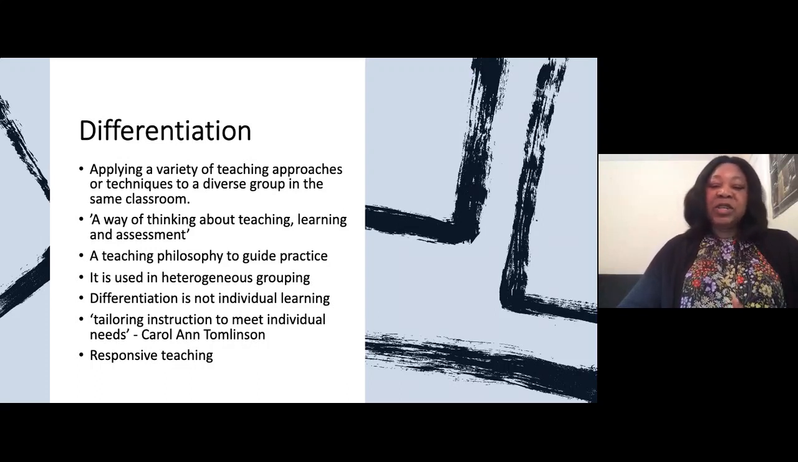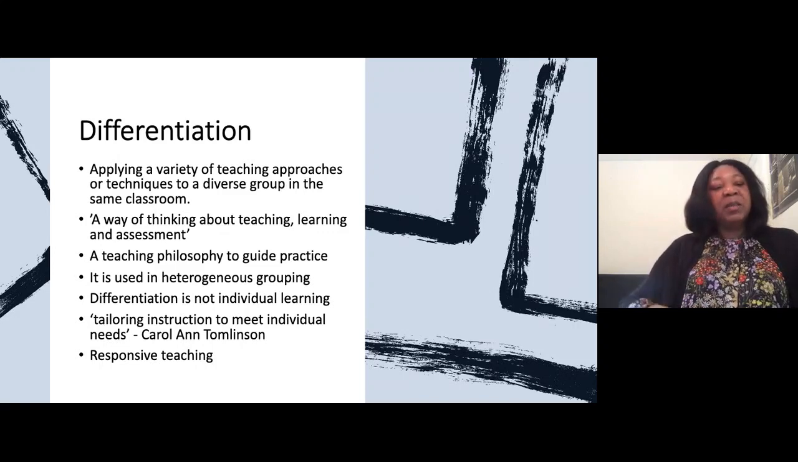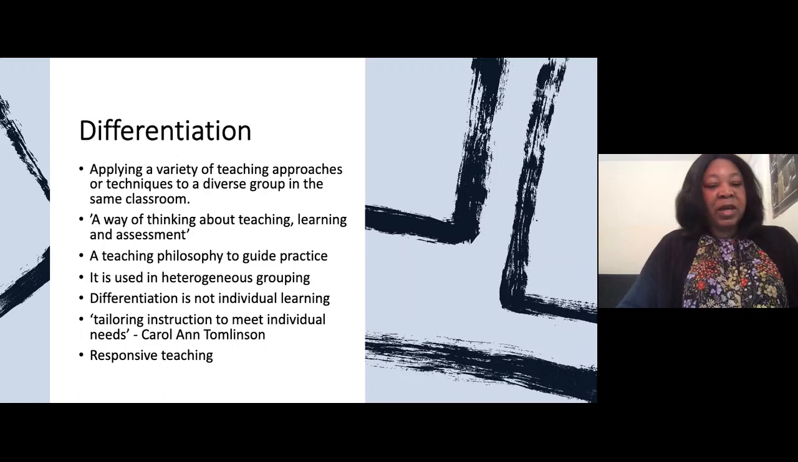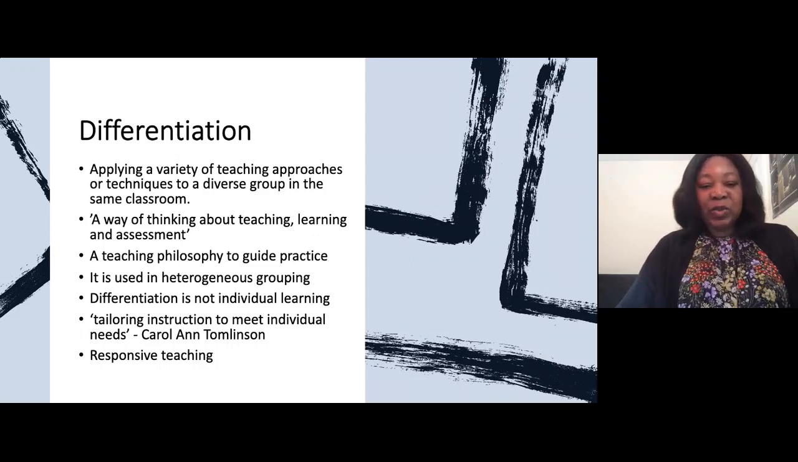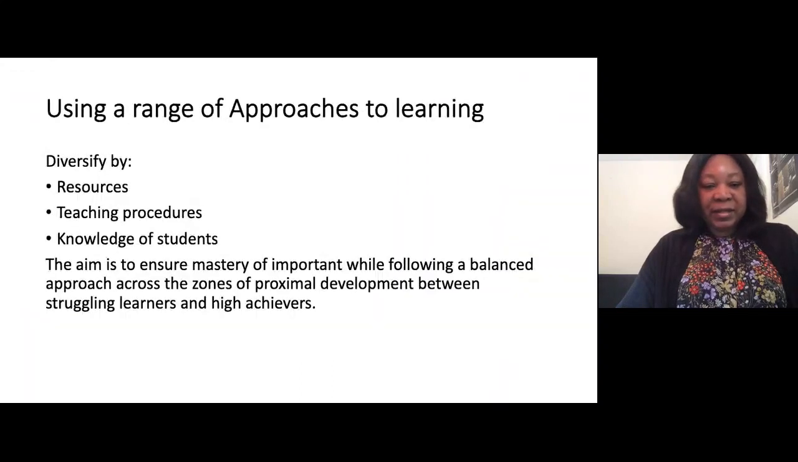Okay. Differentiation is not about individual learning. So we're not teaching one child exclusively. It's about tailoring your instruction to meet individual needs. So you're not teaching a child particularly, but you are differentiating the methods to meet the needs of the learner. We can also look at differentiation as responsive teaching, which is better. Okay, so basically that is what differentiation is.